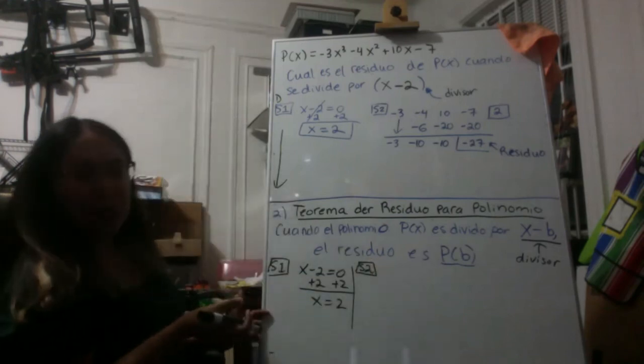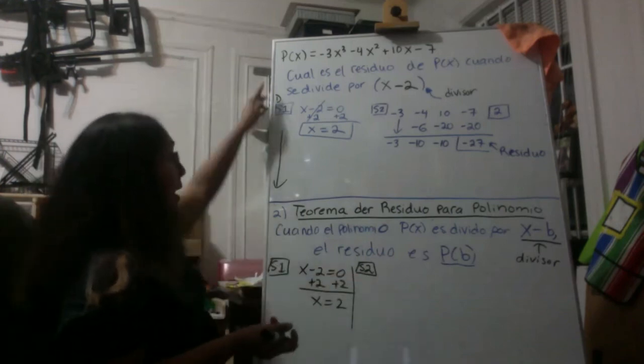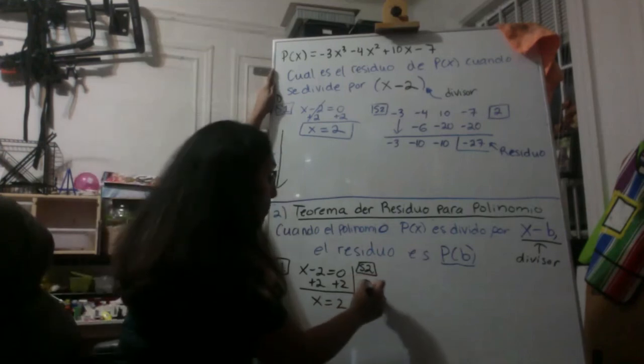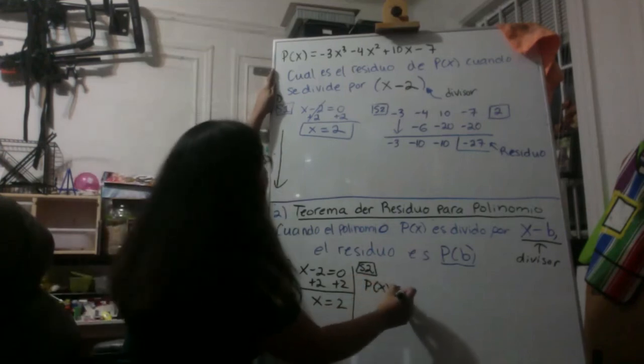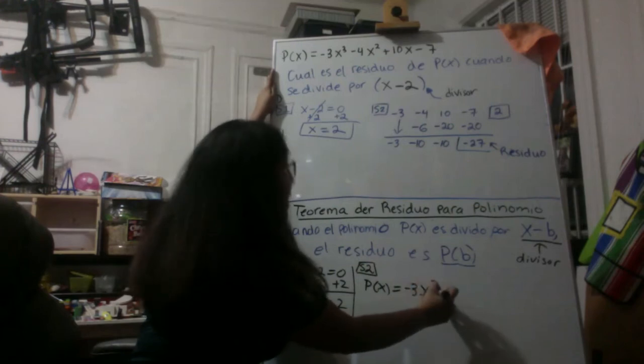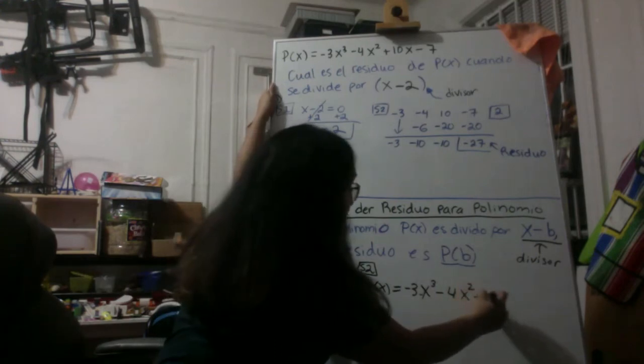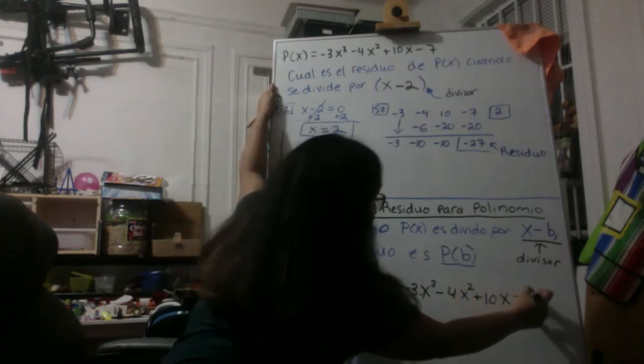Me acostumbro a hacerlo en inglés. S2, paso 2. Vamos a tomar el polinomio original, p de x. ¿Ok? Lo voy a escribir ahorita para que se den cuenta qué es lo que voy a hacer. Al tercer poder, menos 4x cuadrado más 10x menos 7.